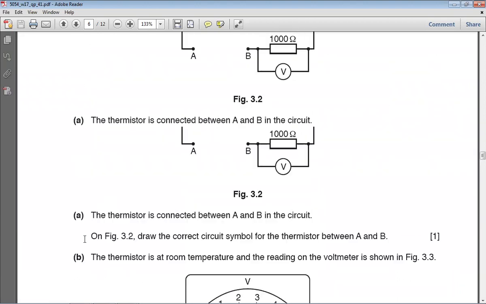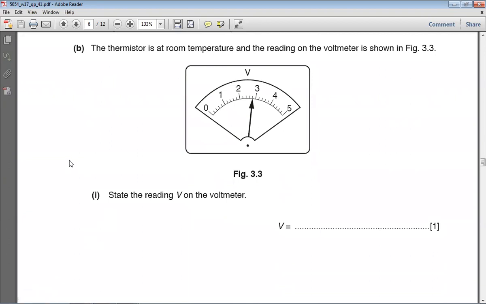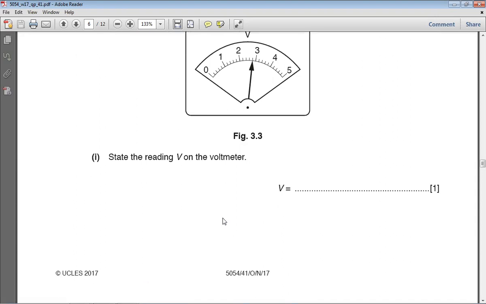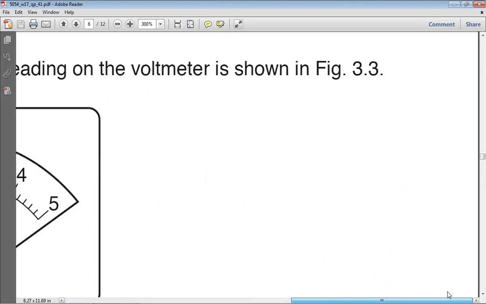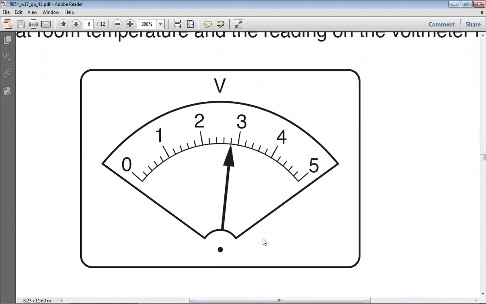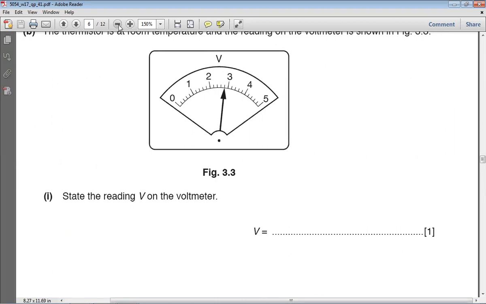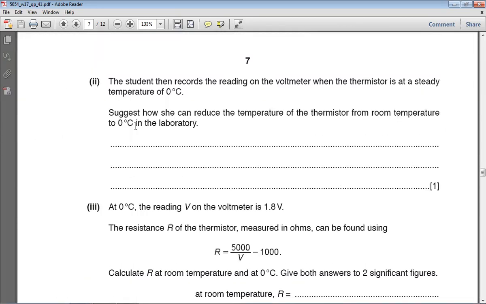It's question number 3, and it's B part. The thermistor is at room temperature, and the reading on the voltmeter is shown in figure 3.3. So the thermistor is at room temperature. What is the reading on the voltmeter? This is 2.2, 2.4, 2.6, 2.8 volt. B first part: here you have to write 2.8 volt. I can increase the size so you can see it more clearly. You can see 2.2, 2.4, 2.6, 2.8. So the reading is 2.8 volt. Okay, so you will write 2.8 volt.